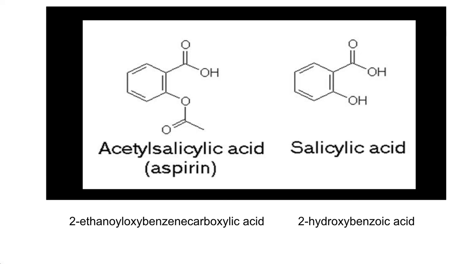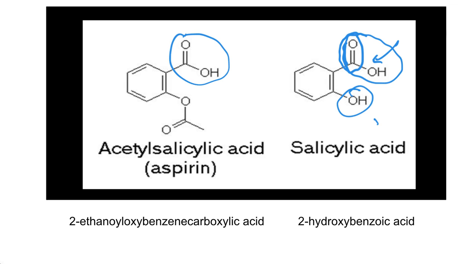Looking at the structures here, you can see salicylic acid has a carboxylic acid, so it has a carboxy functional group, and then it also has a hydroxyl functional group. So the acid here is essentially a carboxylic acid with that hydroxy group there. In acetyl salicylic acid, you still have the carboxylic acid, but now we've taken that other OH group here and we've created the ester here. That's what gives it its properties and makes it a little bit easier to take orally.